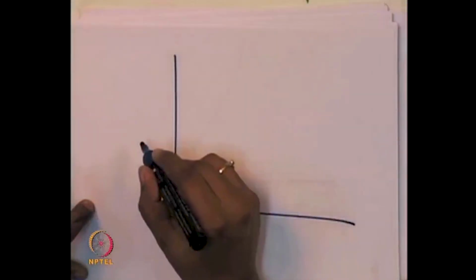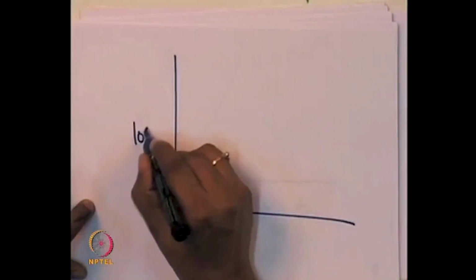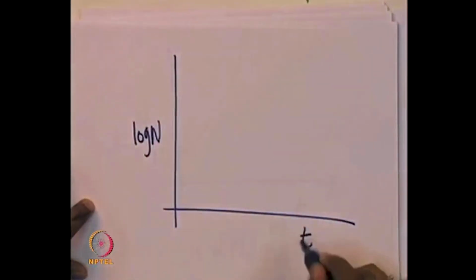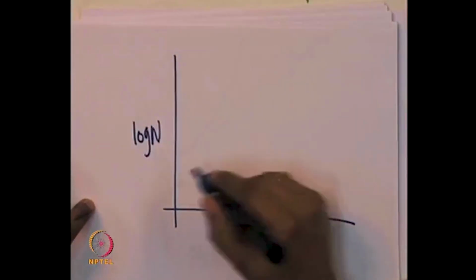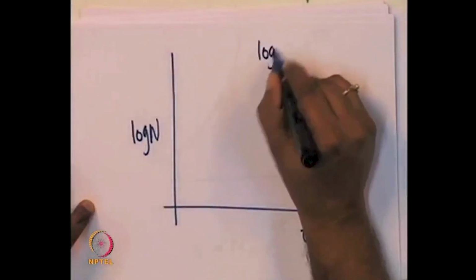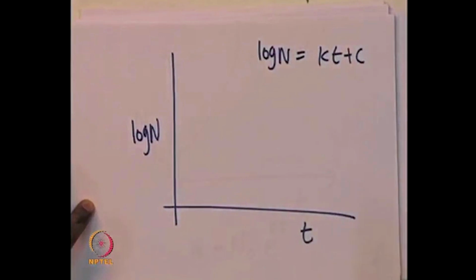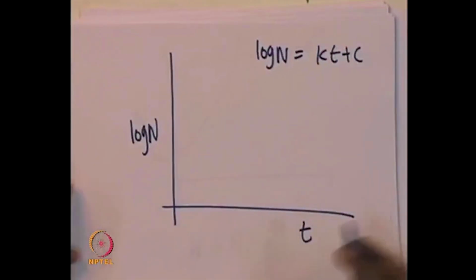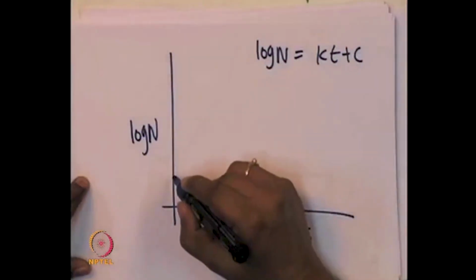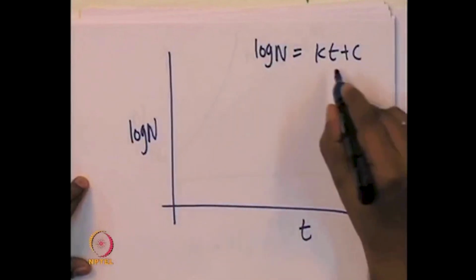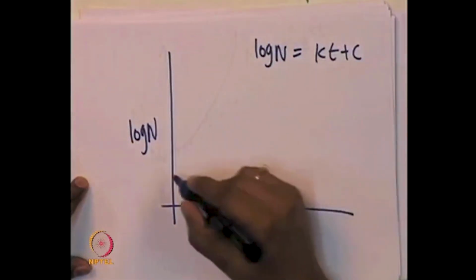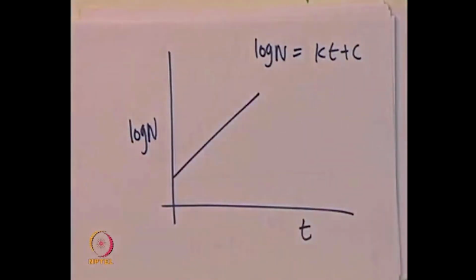So, let us plot log n here and t here. If you plot log n is equal to kt plus c, which is actually the solution of the equation which we wrote for the bacterial growth, this is like y is equal to m x plus c. So, you know that this will look like a straight line. This is what typically you call the log phase. In biology, we call it the log phase of growth.